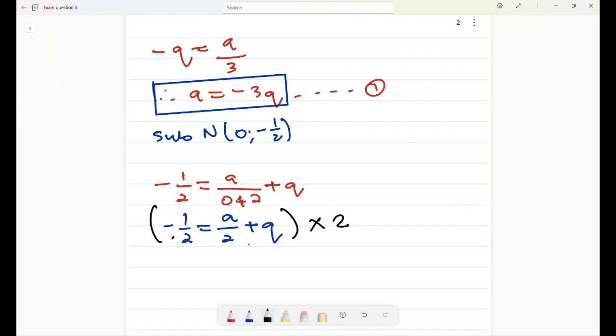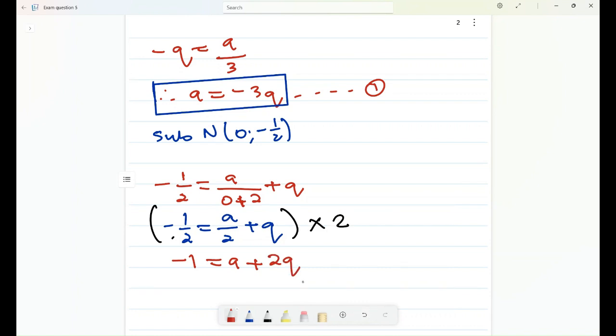When I multiply everything by 2, we just take everything off the denominator. These 2 will cancel, these 2 will cancel. This will give me negative 1 is equal to a plus these 2 multiplied by this q, which is going to be 2q.